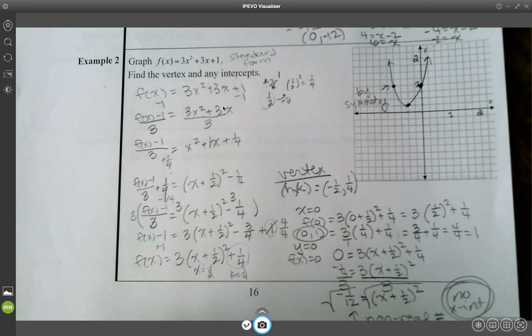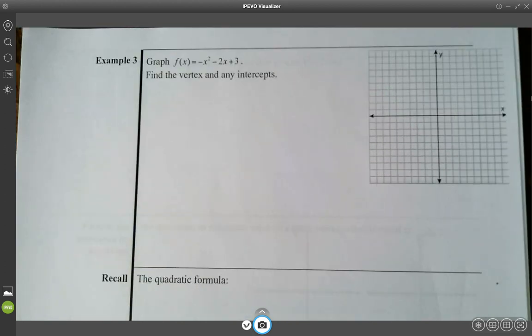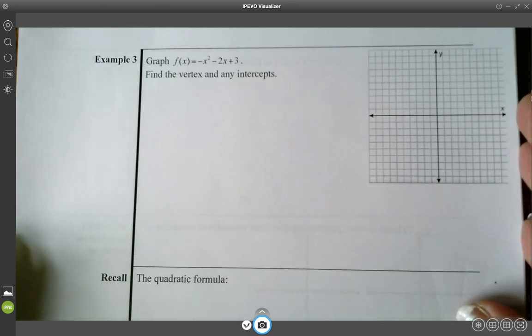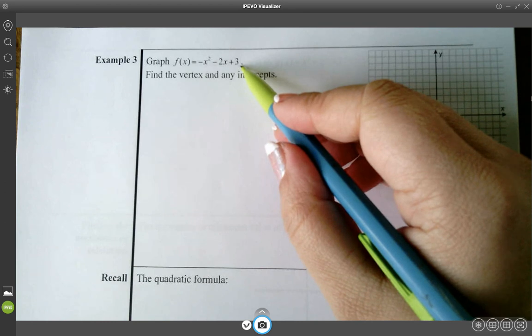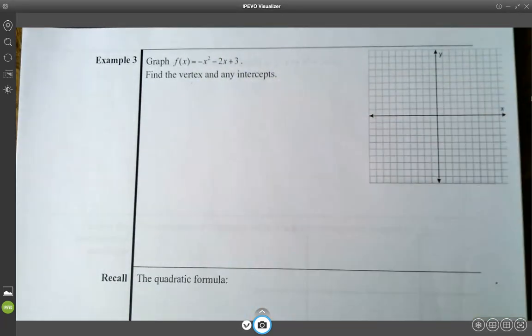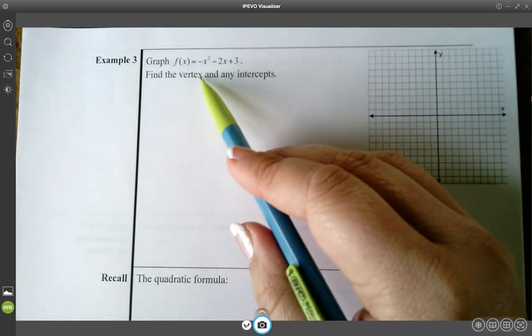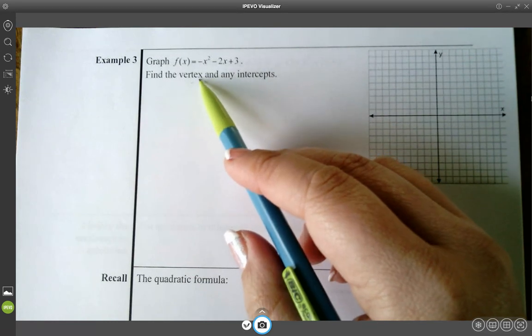All right, let's take a look at the next page. All right, so at the next page, we're looking at example 3. And again, we have a function given in standard form. We want to find the vertex and any intercepts. So the easiest way to find the vertex that we know so far is to complete the square.